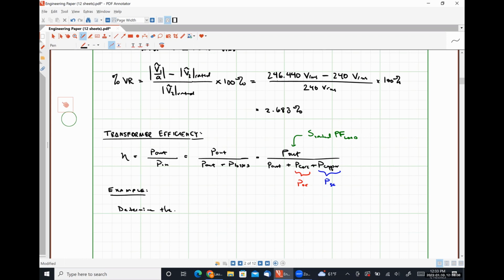It's the power factor at which the load is operating. Determine the efficiency of the transformer from the previous example problem.